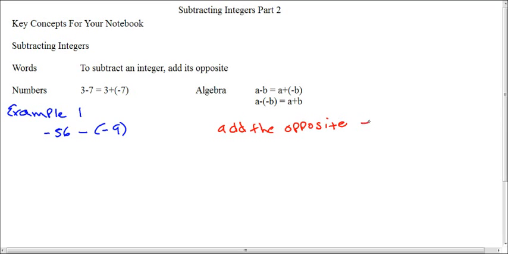Add the opposite of a negative 9. So doing that, you will say, and that will equal, and I'm going to start it back down here, a negative 56. Notice I see it's negative, but I didn't change that. Subtract means add, so I'm going to add a positive 9. That is the opposite of a negative 9. That is all you've got to do. Now you simply just do the addition.